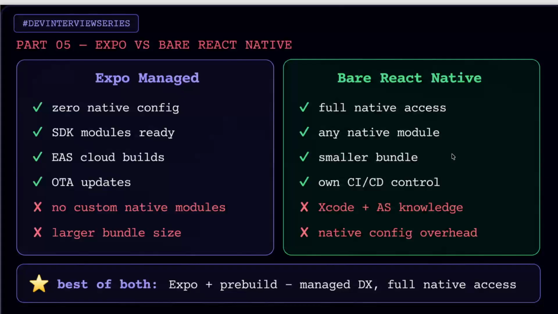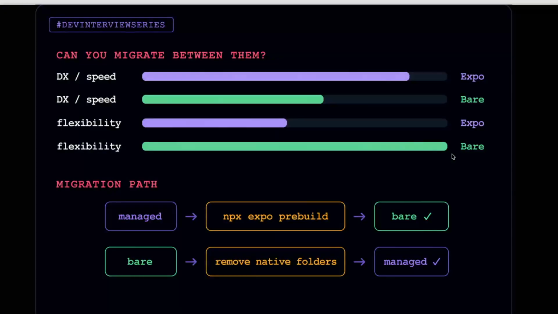Then bare workflow: you have the Android and iOS folders, and you can do anything a native dev can do, but you own all native configuration basically. The third option, which is actually the most important in production, is Expo with prebuild. You get the developer experience of Expo plus full native access, and you define config in app.config.js. Then, defining these and using plugins, run prebuild to generate native code, and then commit or git ignore those folders depending on your team's workflow. So can you migrate?